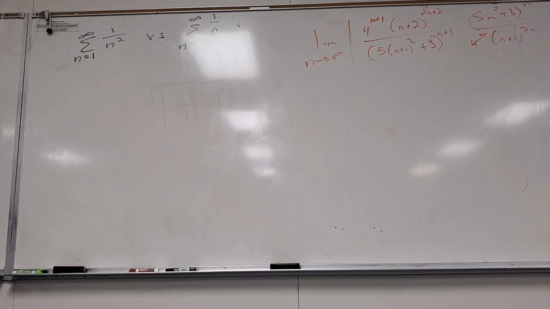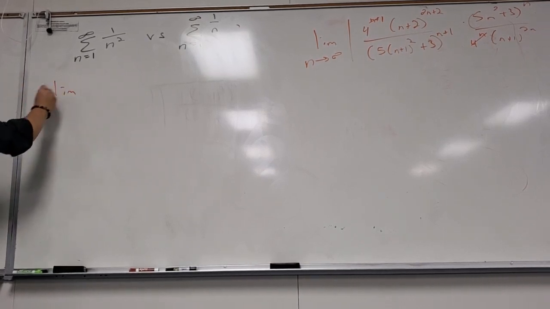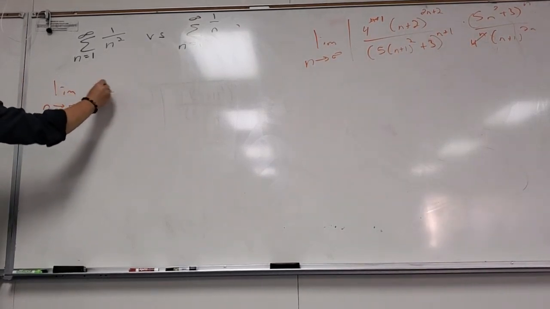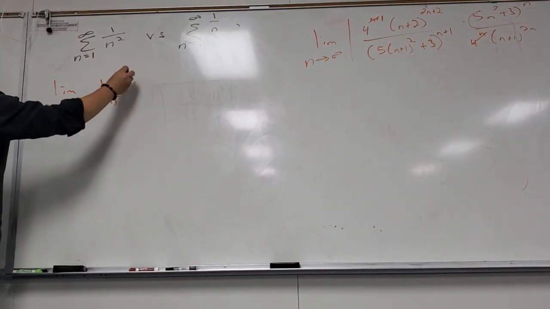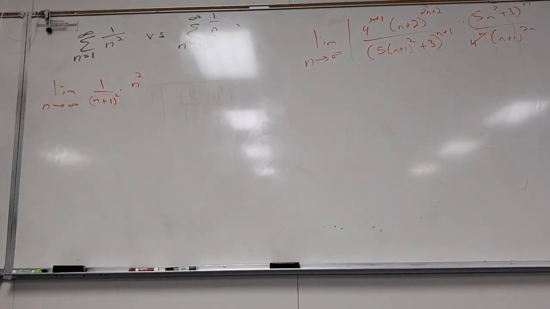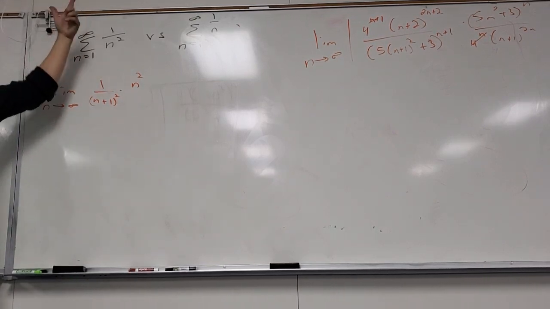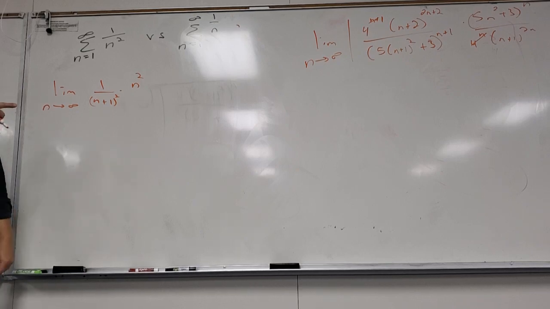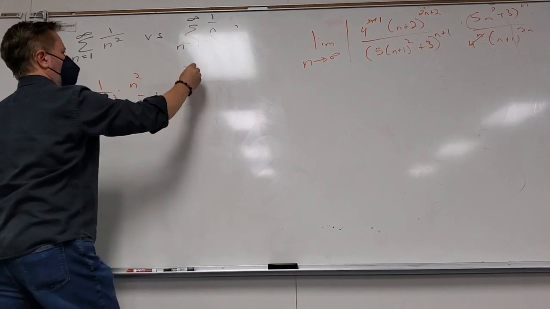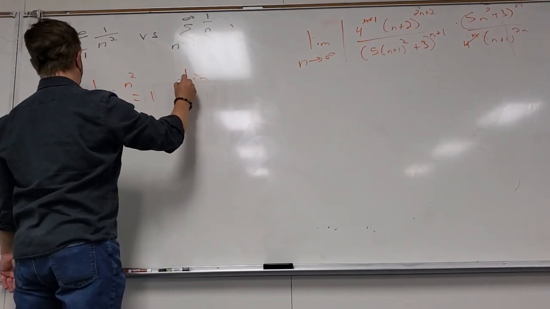So let's try to test this using the ratio test. It'll be 1 over n plus 1 squared divided by 1 over n squared, and so on. Well, what is this limit? Immediately, 1. All right, let's try the ratio test on this.